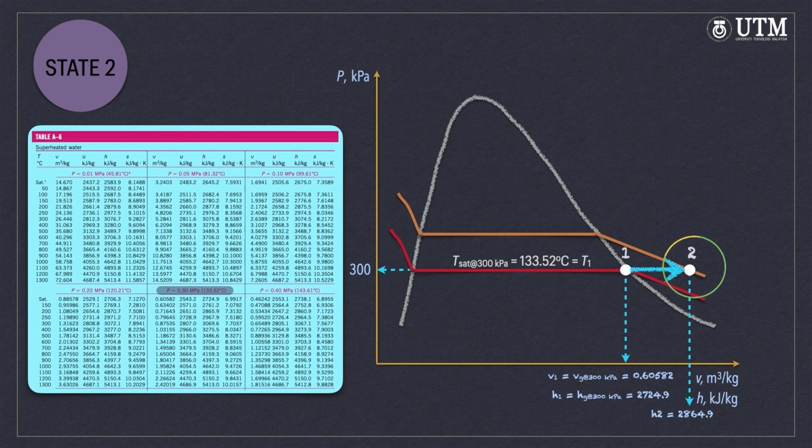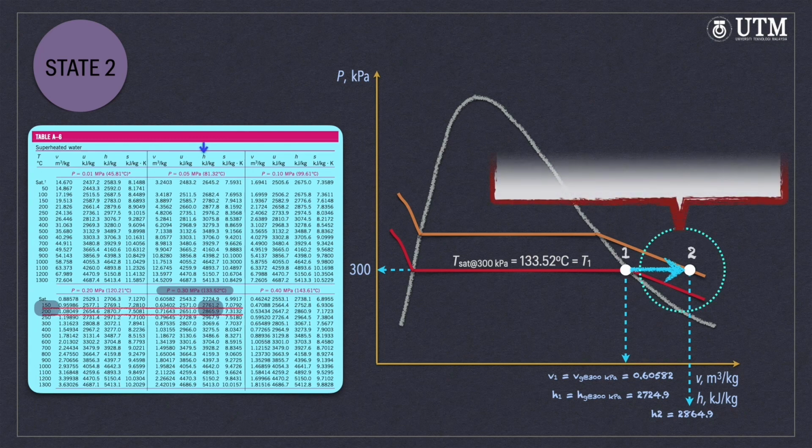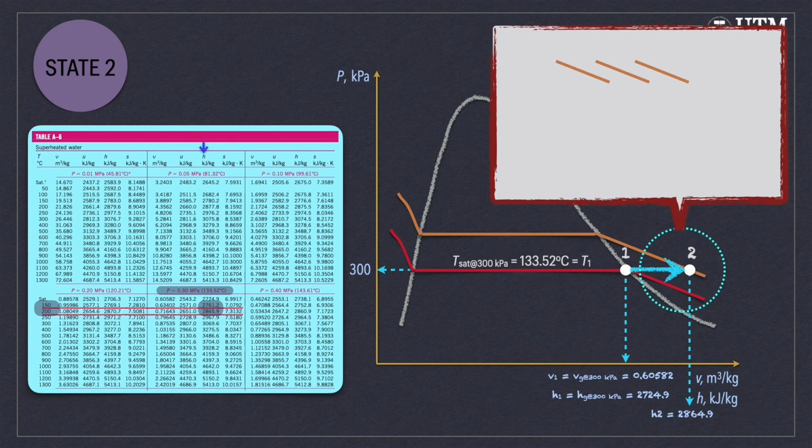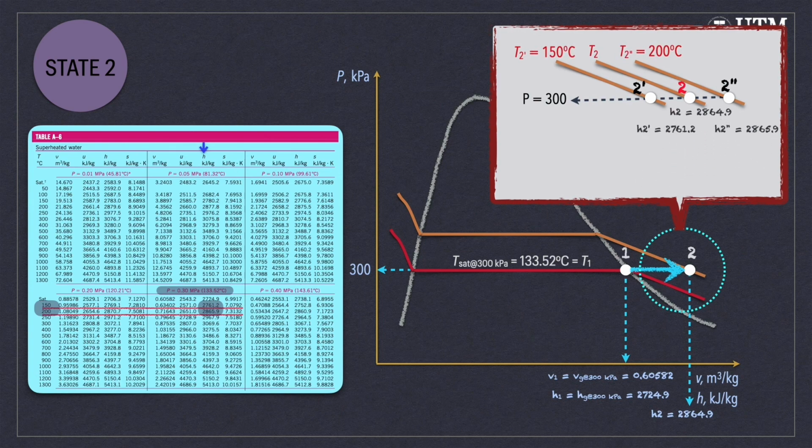Based on table A6, this enthalpy value lies between two enthalpy values. The corresponding temperatures of those enthalpies are 150 and 200 degrees Celsius respectively. By linear interpolation, it is determined to be 199.5 degrees Celsius.